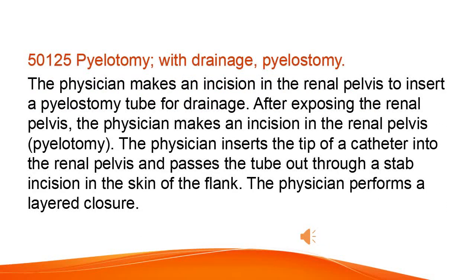Pyelotomy, with drainage, pyeloplasty. The physician makes an incision in the renal pelvis to insert a pyeloplasty tube for drainage. After exposing the renal pelvis, the physician makes an incision in the renal pelvis, pyelotomy. The physician inserts the tip of a catheter into the renal pelvis and passes the tube out through a stab incision in the skin of the flank. The physician performs a layered closure.